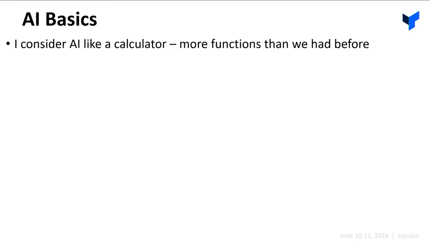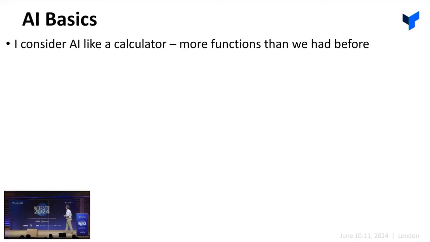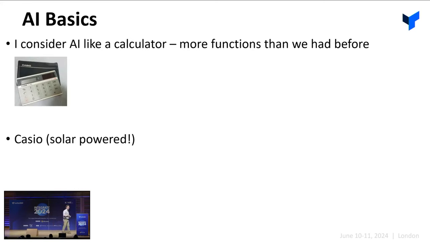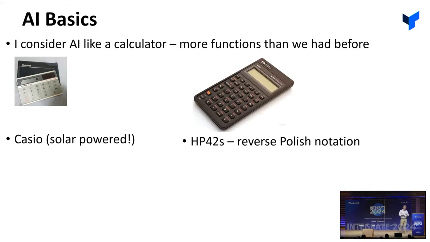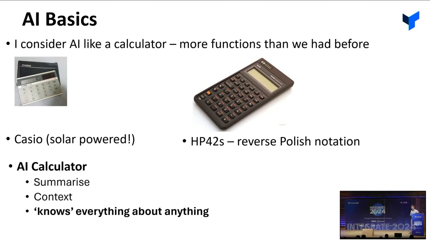Okay, so in terms of AI, this is the way I like to think of it over time. It's a bit like the calculator. If you remember, we had these solar-powered things that were very, very basic, and everyone went, wow, this is the size of a credit card, it fits in my wallet, and it's going to be the answer to everything. Then you move on a little further, and when I was at uni we had the 42S, which was an advancement from the 32S, and it handled reverse Polish notation. So when I look at AI, I look at it as another advancement of a calculator at this stage.